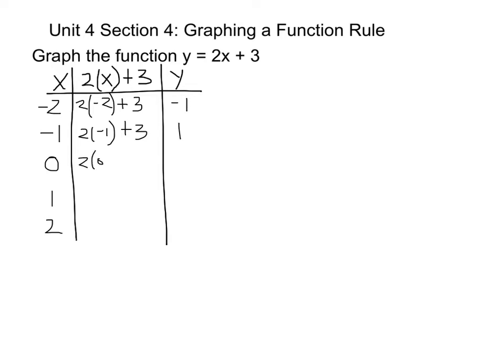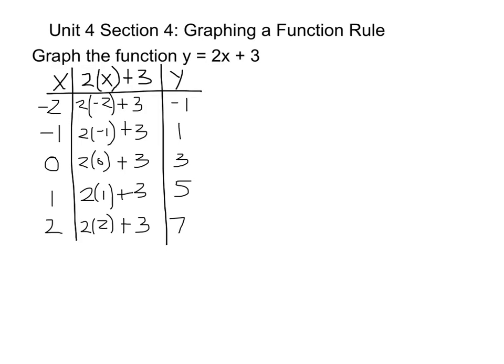Let's plug in 0 this time. 2 times 0 is 0, plus another 3 gives us 3. The next value I want to plug in is 1. So 2 times 1 is 2, plus 3 is 5. And then the last one, we've got 2 times 2, which is 4, plus 3 is 7.